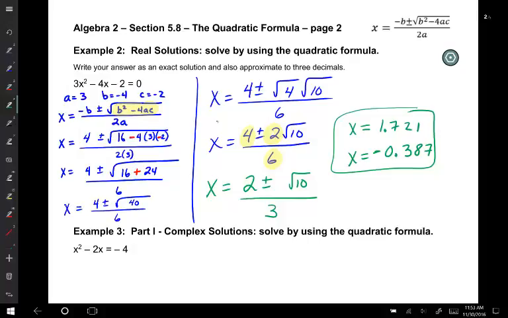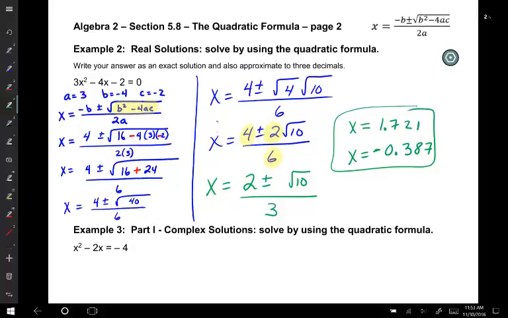So, this green answer at the bottom, that's an exact answer. These answers over here in the box, those are approximations. Pay attention to what the question asks you in terms of how to answer the question. All right, now let's move on, Marissa, to your question about the imaginaries.